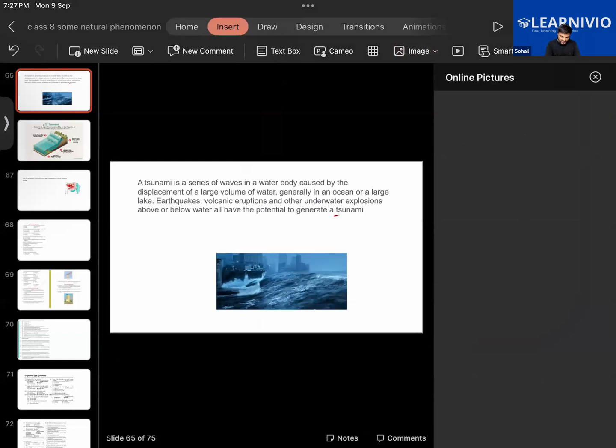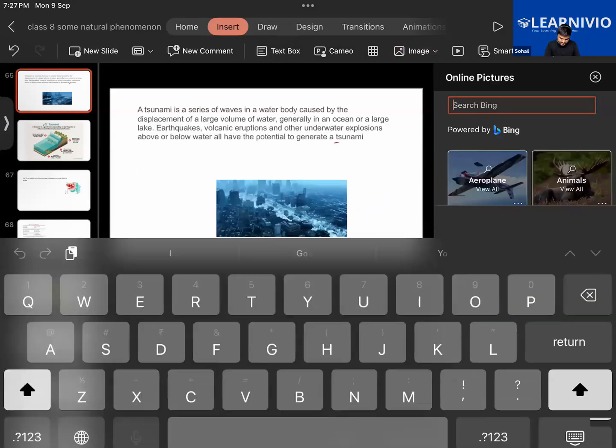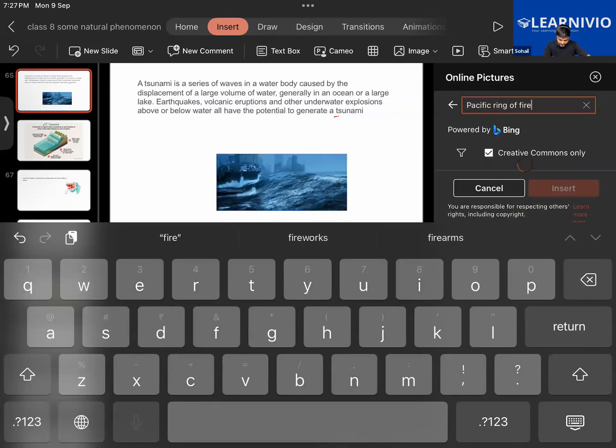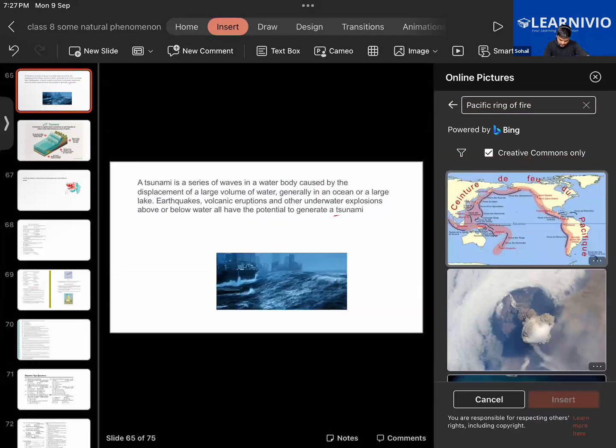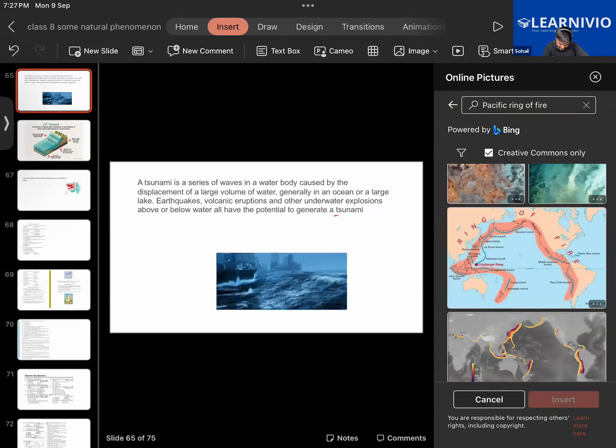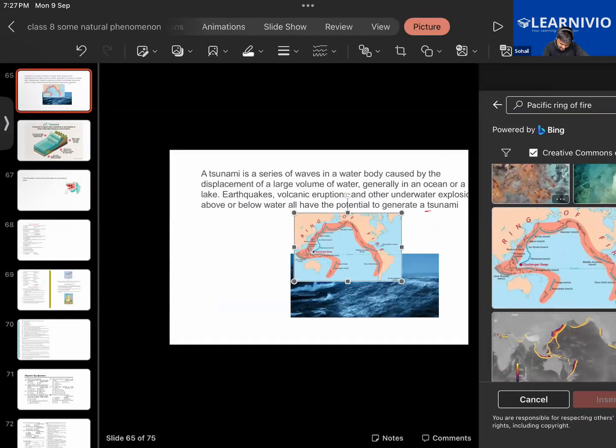In geography, have you heard of this? No, sir. Can you repeat? Pacific Ring of Fire. Maybe no. No, sir. Okay, let me just show you this here. See, this is the Pacific Ring of Fire, or basically called Ring of Fire.